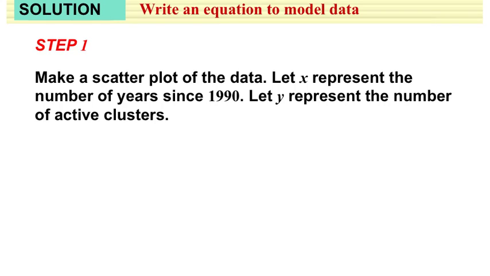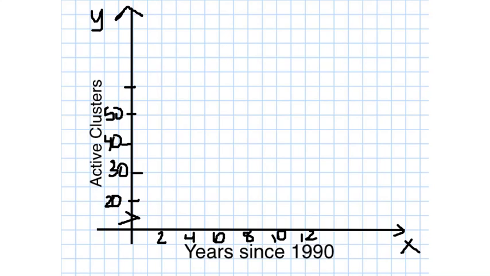The first step to writing an equation to model the data is to make a scatter plot. And on our scatter plot, we're going to label our x and y axes as the number of years since 1990 on the x-axis. So on the x-axis, the number 1 would represent 1991, because that's 1 year since 1990. We're going to let y represent the number of active clusters for this data. I want you to pause the video and make your own scatter plot. So set up the x and y axes the way that I did, with the x-axis being labeled years since 1990, and then the y-axis being labeled the active clusters.